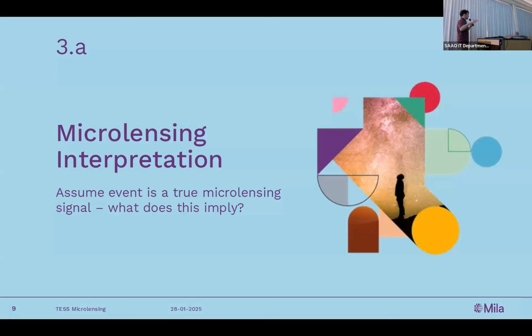So at this point, I'm going to branch into two parallel sections of the talk. In the first, I'm going to work under the working assumption that this is a microlensing event in order to do some sanity checks. I just want to make it very clear, these are just working assumptions so that we can model it and treat it appropriately.